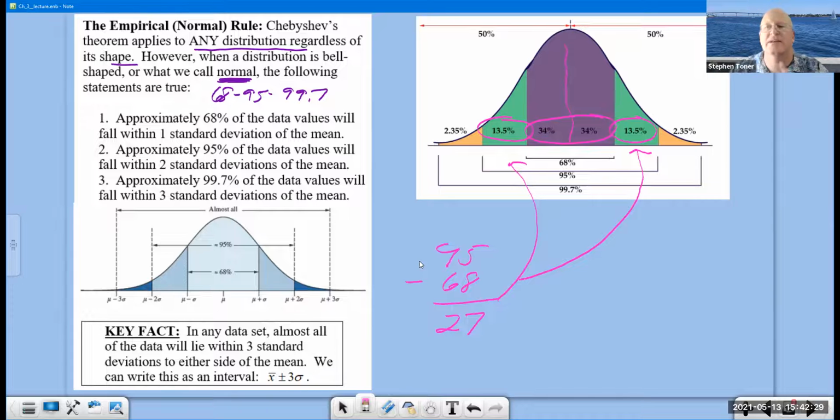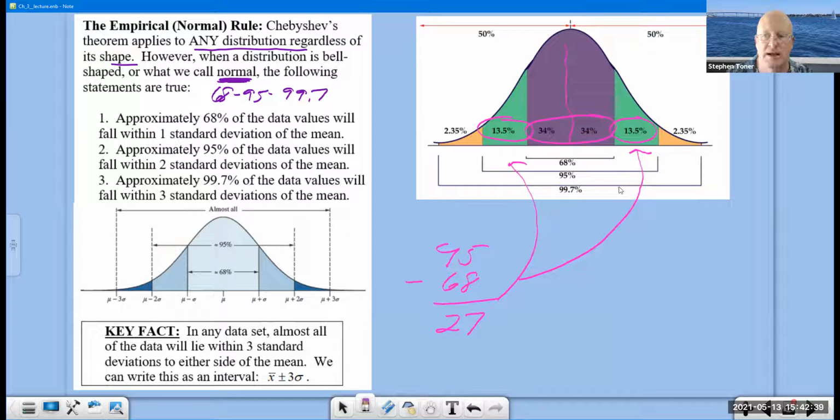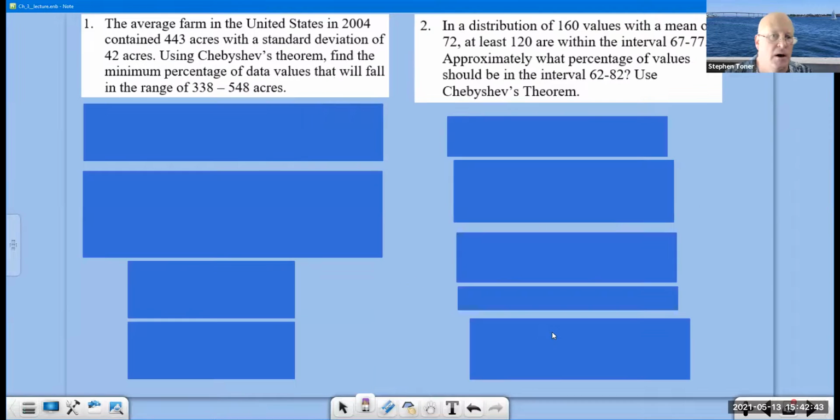So that's kind of a neat little graphic to help you break those percentages down. And we will be using that graphic with the purple, green, and orange in it quite a bit. Okay, let's give you an example problem.